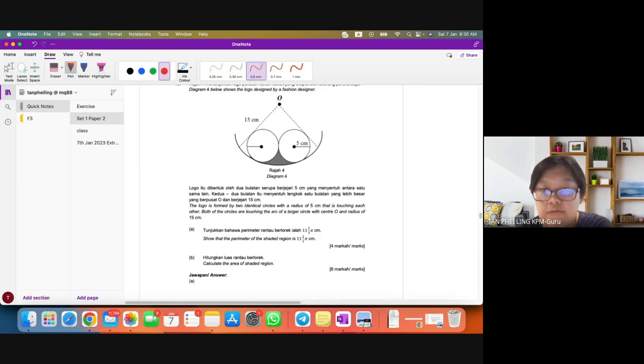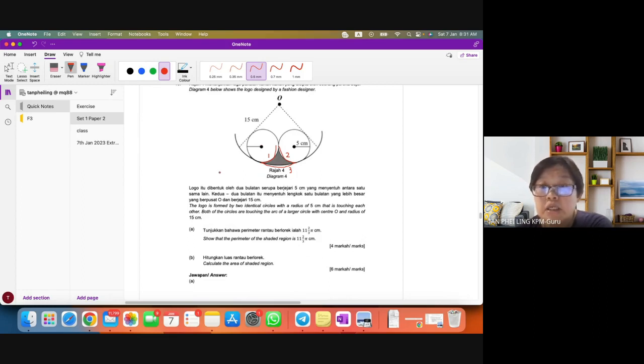The perimeter involved is 1, 2, and also 3. Am I right? So in short, we just have to find out these 3 lengths. Then we add them up, that's the perimeter, and we should be able to show this number already. So the problem here is to find the arc. Let's recall this chapter.